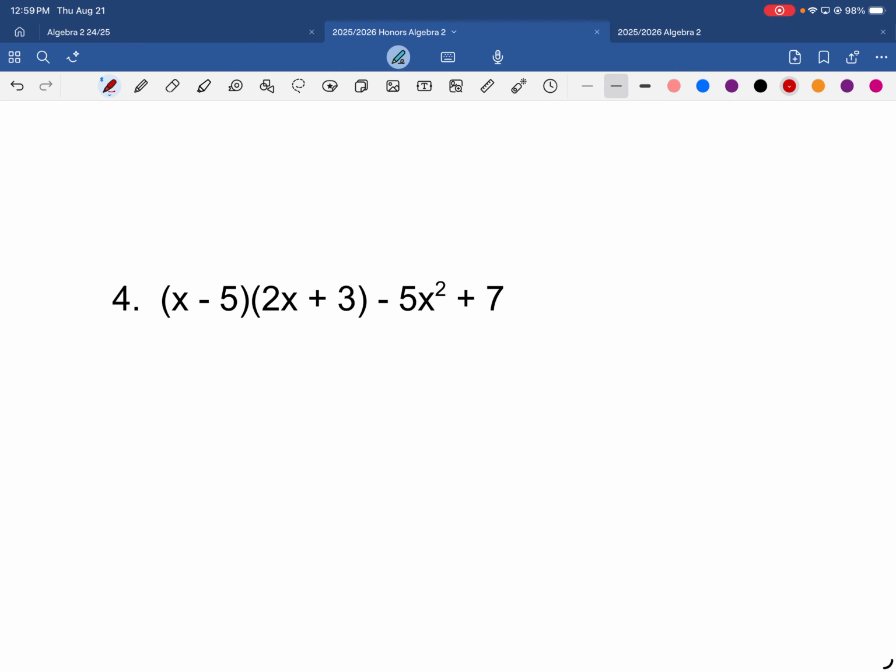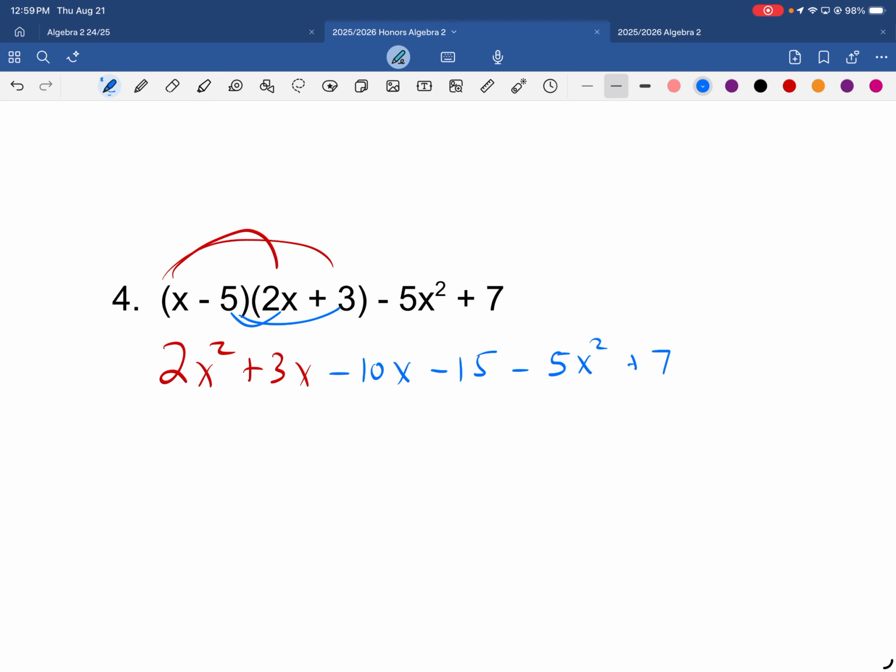Miles. Yeah. All right, x times 2x, 2x squared. X times 3 plus 3x. 5 times 2x, negative 10x. Negative 5 times 3 is negative 15. Minus 5x squared. Plus 7. Everything look right so far? Yes. 2 lines, 1, 1, none, 2, and none. So I look for all of my 2's. 2 lines there, 2 lines there. Negative 5 plus 2 is 3. So 3x squared. Negative 7x.